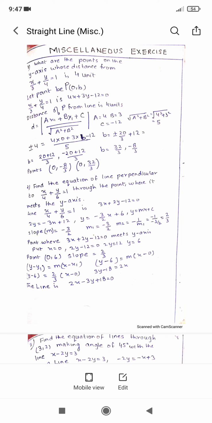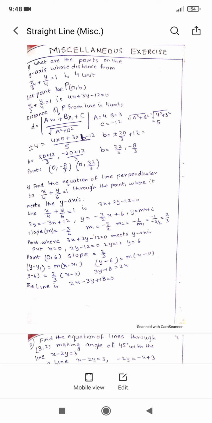So the point where 3x + 2y - 12 = 0 meets the y-axis: put x = 0, 2y - 12 = 0, 2y = 12 and y = 6. The point (0, 6) has slope 2/3. So the equation of the line is y - y1 = m(x - x1). So y - 6 = m(x - 0). Put m = 2/3, we get 3y - 18 = 2x. The line is 2x - 3y + 18 = 0.